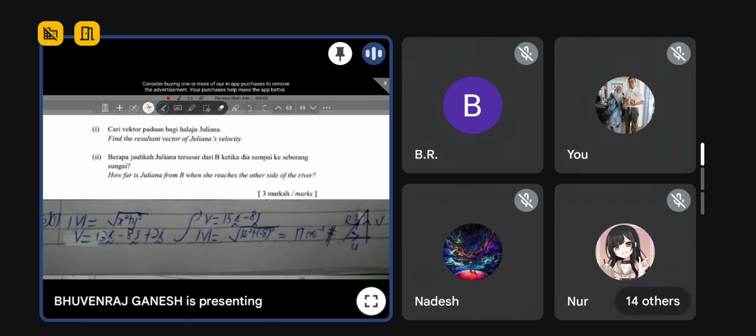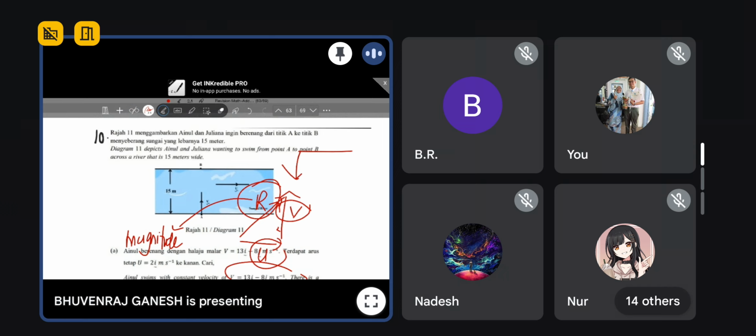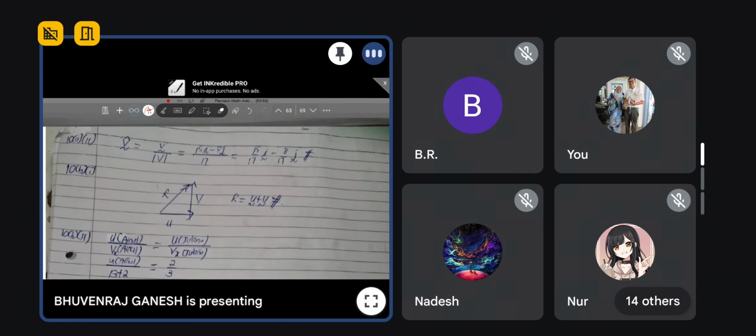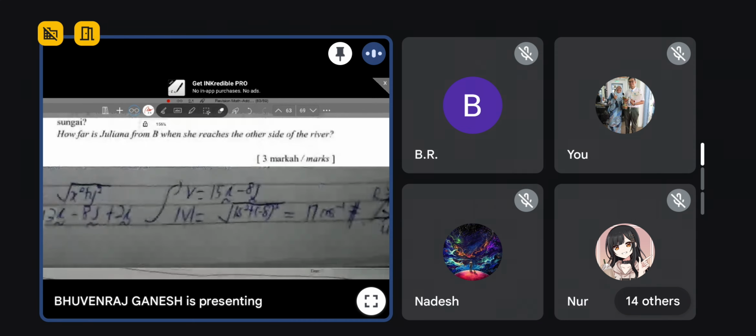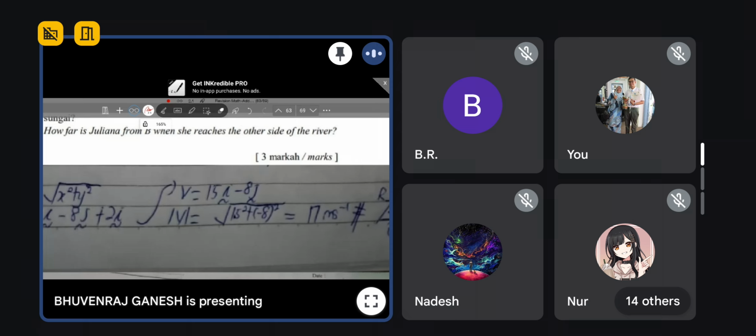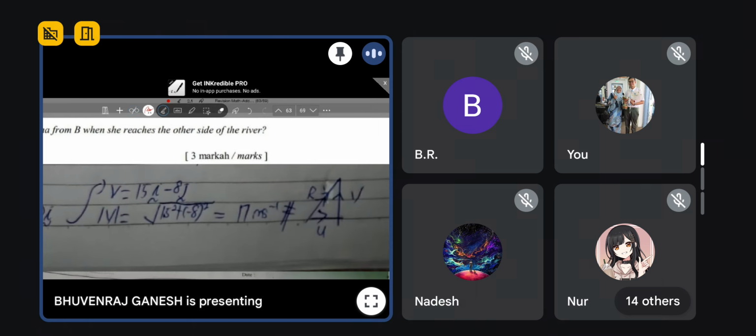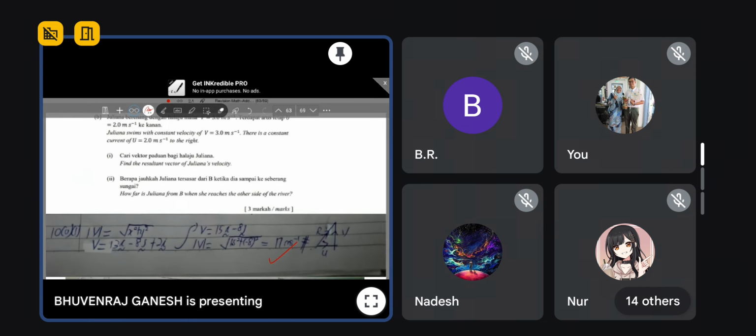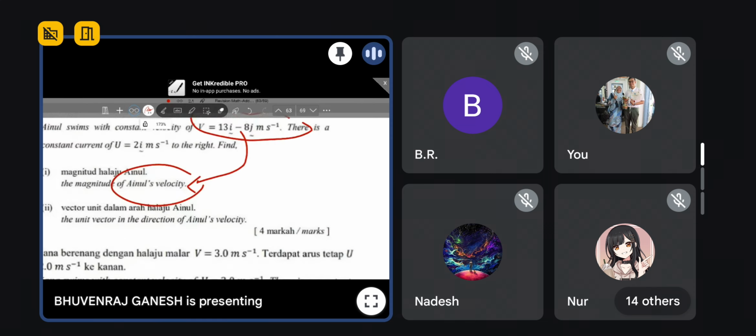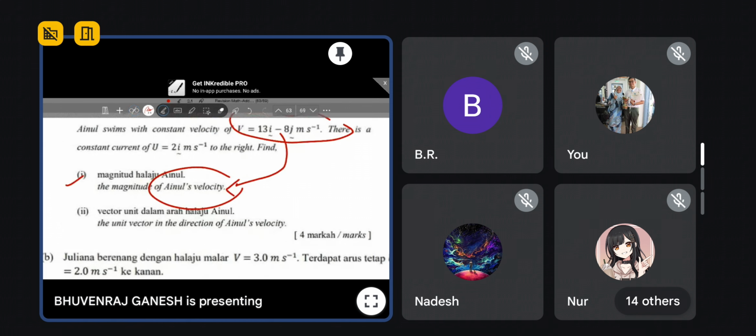Then you apply the magnitude formula. Magnitude formula macam ni kan? Square root of x squared plus y squared. Okay, so based on this, x is equal to 15, y equal to negative 8. So you gantikan, so your final answer is 17. Understand? This is for soalan A1. Okay, can get it, guys?